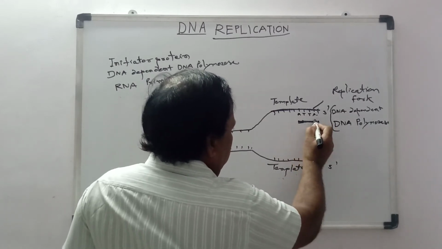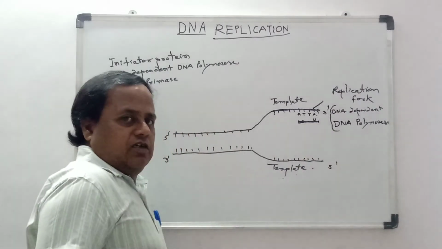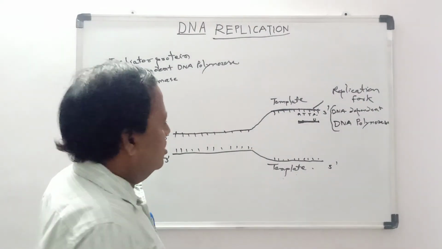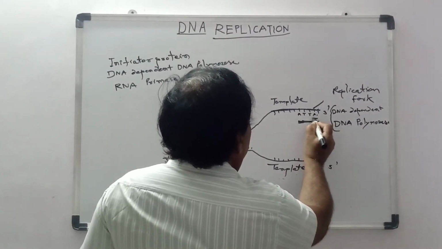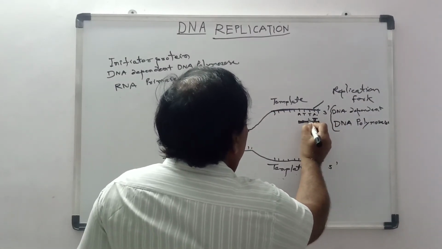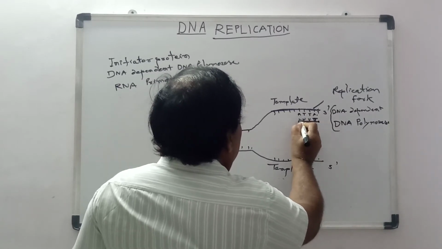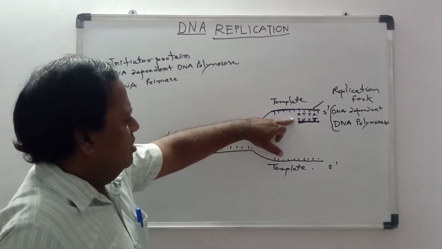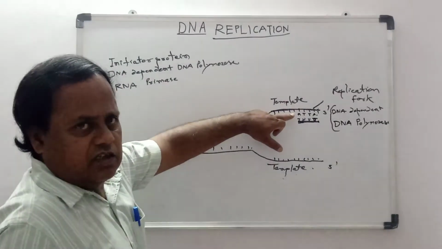Then adenine will be bonded with uracil. As you know, in RNA, thymine is replaced by uracil. So adenine will be bonded by thymine, thymine will be bonded by uracil, again uracil and thymine. Now this RNA has bonding with this area.